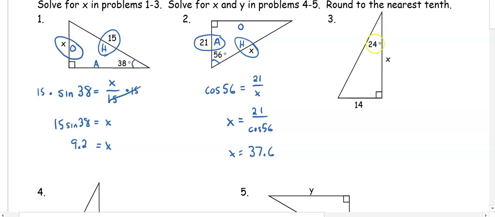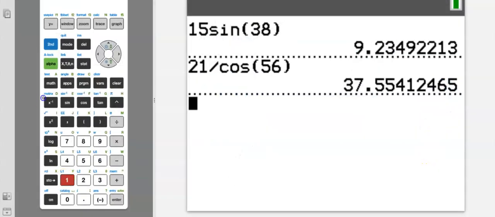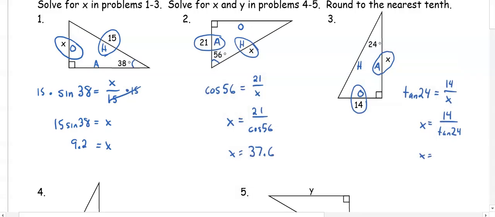In number 3, based on our angle of 24, we have opposite, hypotenuse, adjacent. We know information on the adjacent and the opposite side, which is tangent. So the tangent of 24 is equal to the opposite 14 over the adjacent x. Again, the variable's in the denominator, so we are dividing. So x equals 14 divided by the tangent of 24. So we get 31.4. So x equals 31.4.